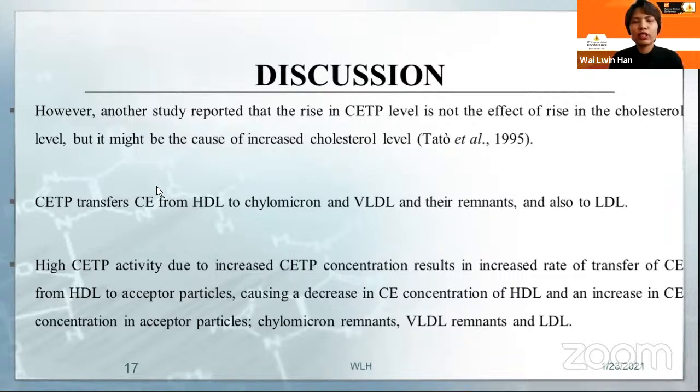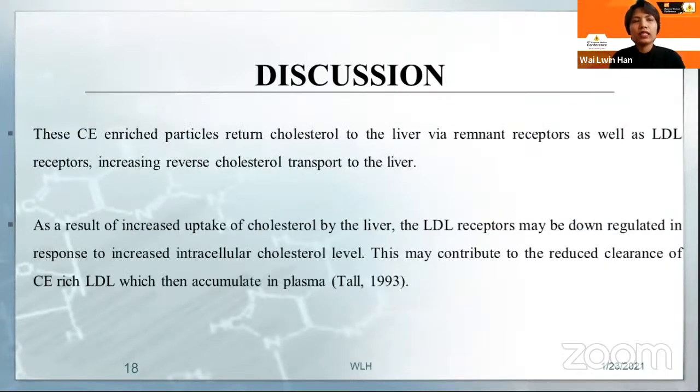This may be due to the basic function of CETP. CETP transfers cholesterol ester from HDL to chylomicron and VLDL and their remnants, and also to LDL. High CETP activity due to increased CETP concentration results in an increased rate of transfer of cholesterol ester from HDL to acceptor particles, causing a decrease in cholesterol concentration of HDL and an increase in cholesterol ester concentration in acceptor particles. These cholesterol ester enriched particles return cholesterol to the liver via the remnant receptor as well as the LDL receptor, thereby increasing reverse cholesterol transport to the liver.